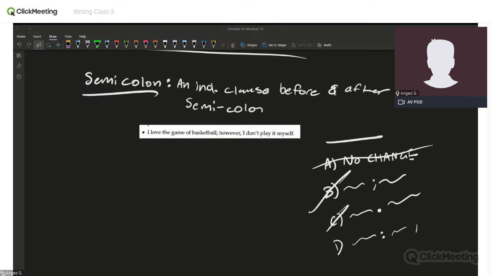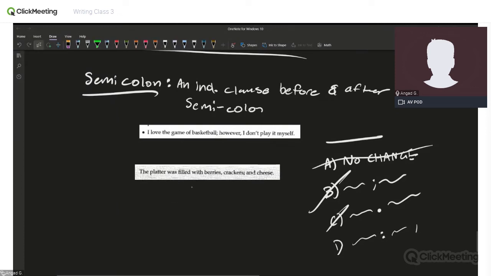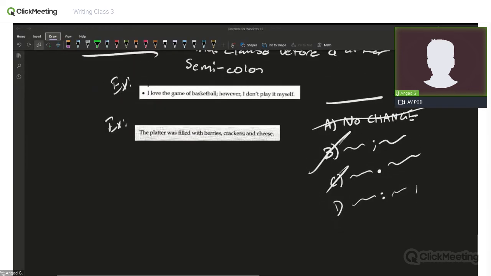Let's say we have this sentence: The platter was filled with berries; crackers; and cheese, right? Do you guys think there's any incorrect uses of the semicolon there? And if so, what is it? Correct. The platter was filled with berries, crackers. That's not done with the sentence. That's not an independent clause. And cheese? No, it's not an independent clause either. A semicolon can't work there. Just replace it with a comma to continue the list. You guys get that? Yeah, you guys got that. All right, good job.